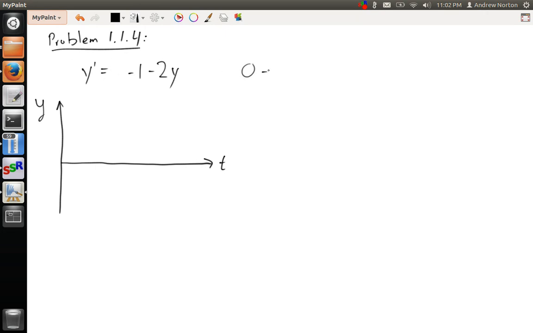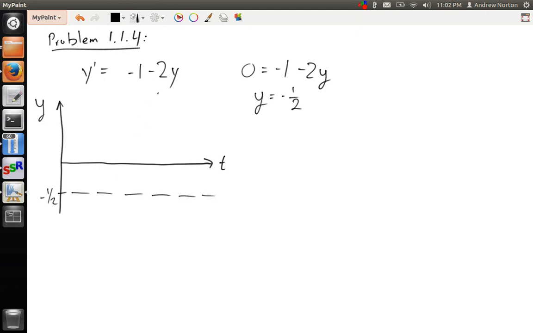So we say 0 is equal to negative 1 minus 2y. That tells us y is equal to minus 1/2. So we come down to minus 1/2, and we draw our 0 slope line.